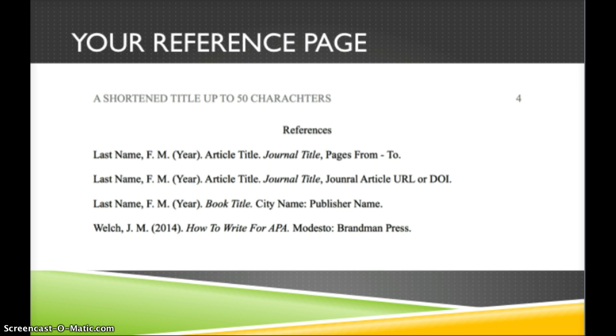In the third example, we have a book. The difference in the book, of course, is we have the city name and we have the publisher name. In the final example, I have a version of the book I'm writing for this particular presentation. Of course, I'm not really writing a book, but you get the idea. Welch, J.M., 2014. How to Write for APA, Modesto, which is where I gave the presentation, and the Brandman University Press.